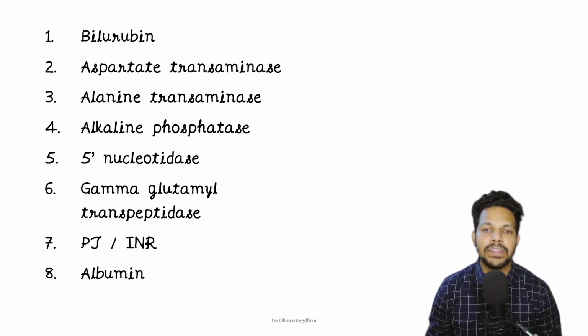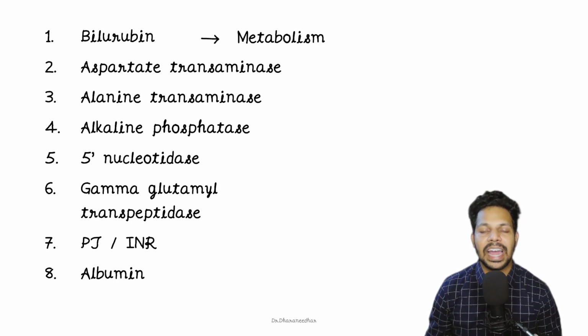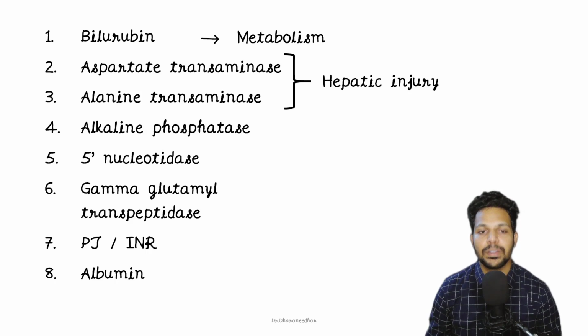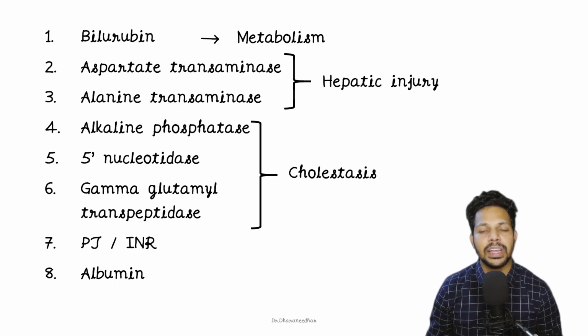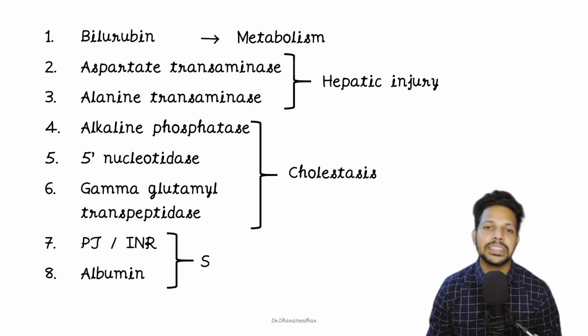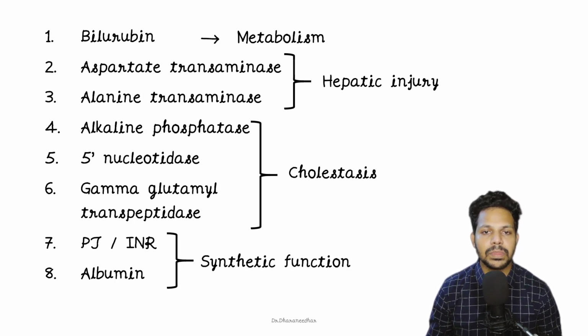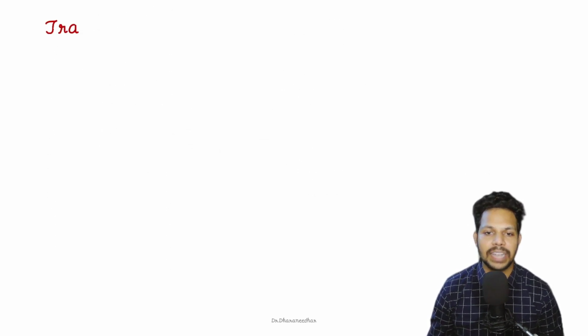So the bilirubin will tell us the kind of metabolism that is happening inside the liver, and elevation in AST and ALT will indicate the liver injury for our practical purposes. Elevation in the further three enzymes, that is alkaline phosphatase, 5' nucleotidase or gamma glutamyl transpeptidase, will indicate that there is cholestasis inside the liver, right? When these three enzymes are elevated, we call it a cholestatic pattern. And then PT INR and albumin indicate the synthetic function of the liver. This is a brief outlook, and let's dwell into each and every one, starting with the transaminases.